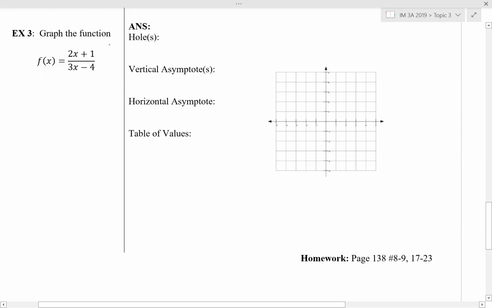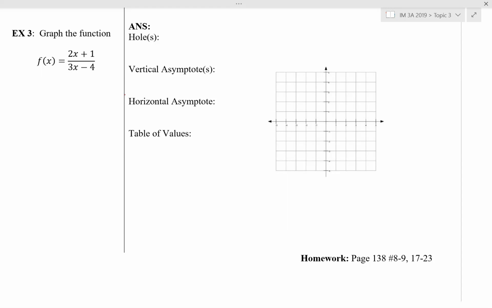A graph could have multiple holes. It could have multiple vertical asymptotes depending on the denominator and the numerator and their factors. However, a graph can have one or no horizontal asymptote. And so looking at the holes and vertical asymptotes, we're really looking at the factors of the numerator and denominator.